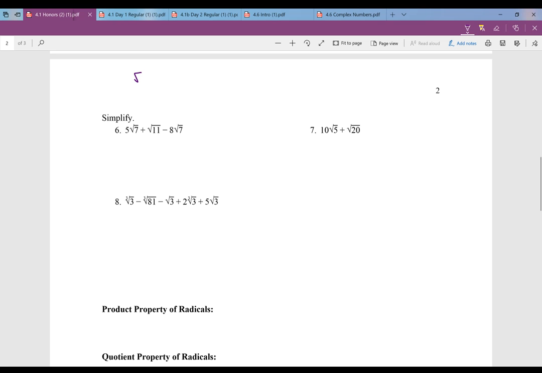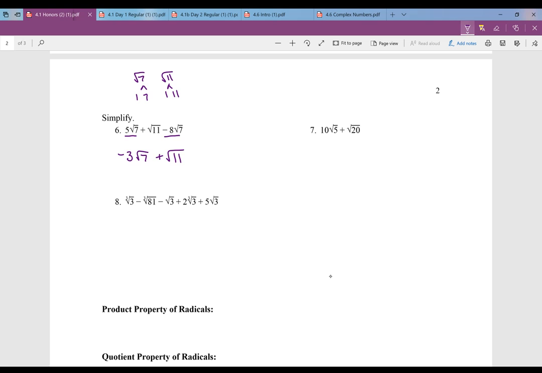Now first we need to check if our root 7 and root 11 are in their simplest form. And we know they are because the only thing we could break them down to is 1 times 7 and 1 times 11. So we know that those won't break down any further. So our like terms are 5 root 7 and minus 8 root 7. So that's going to be negative 3 root 7. And then our plus root 11 is just going to stay by itself.